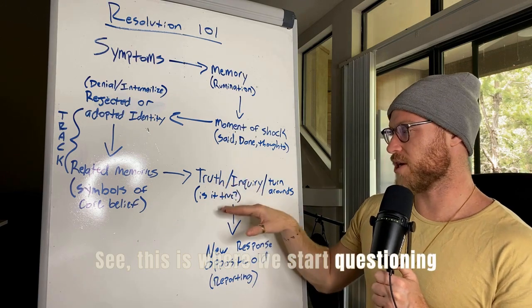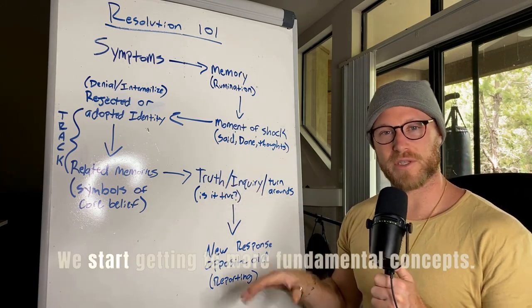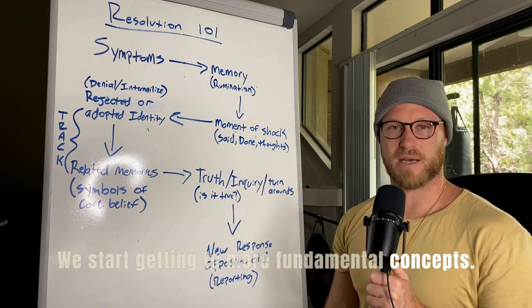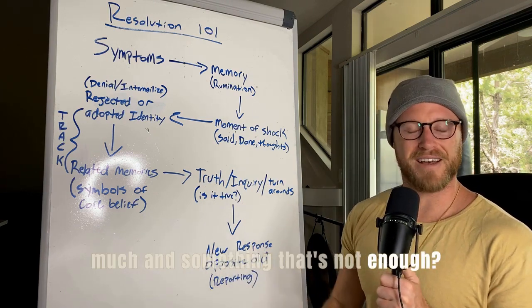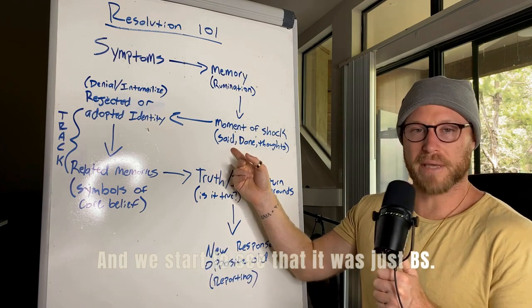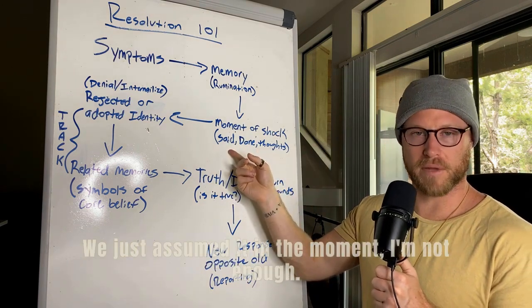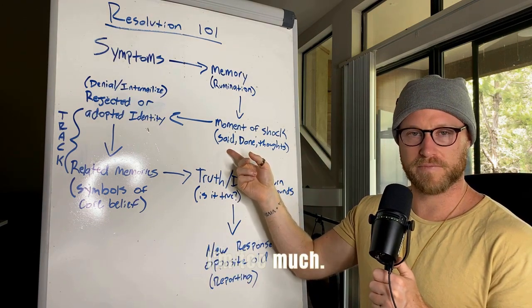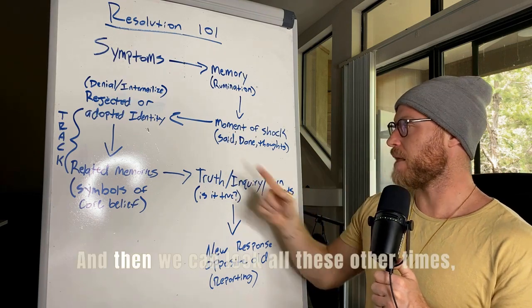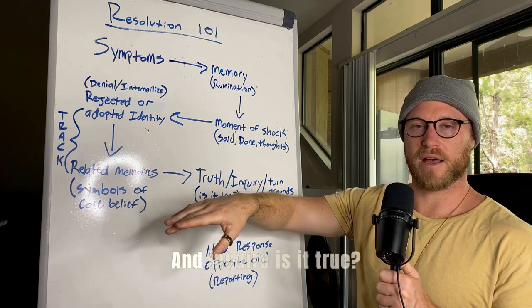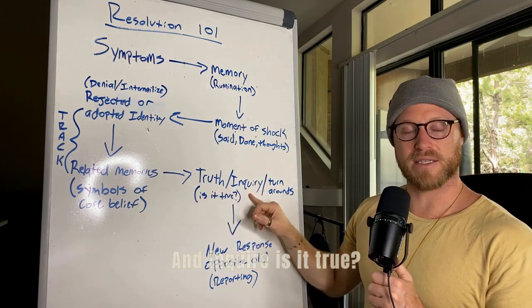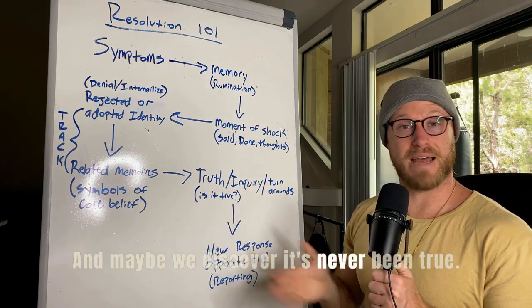See, this is where we start questioning, is there such a thing as too much? We start getting to more fundamental concepts. Is there such a thing as too much? What determines something that's too much and something that's not enough? And we start to see that it was just BS. We just assumed it in the moment. I'm not enough. I'm too much. And then we can look at all these other times. Oh yeah, I was too much here. I was too much here. And inquire, is it true? And maybe we discover it's never been true.